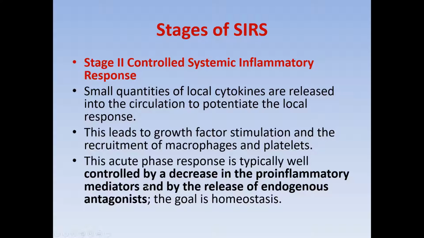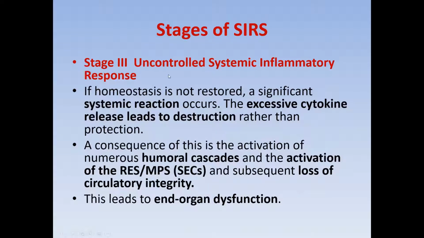So this can be controlled by a decrease in pro-inflammatory mediators and release of endogenous antagonists. So for homeostasis, of course, there are pro-inflammatory mediators, and there are also counteracting anti-inflammatory mediators. And you have taken in your immunology course what the anti-inflammatory cytokines are that are released.